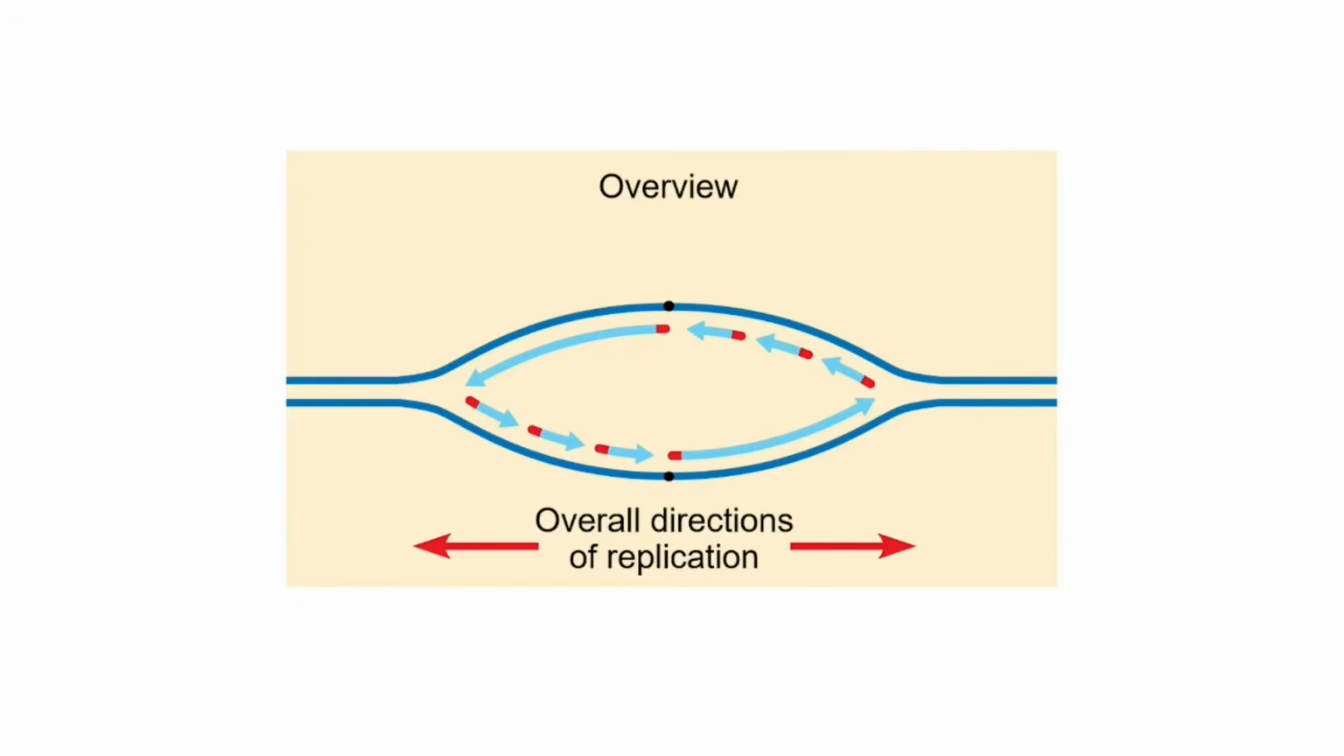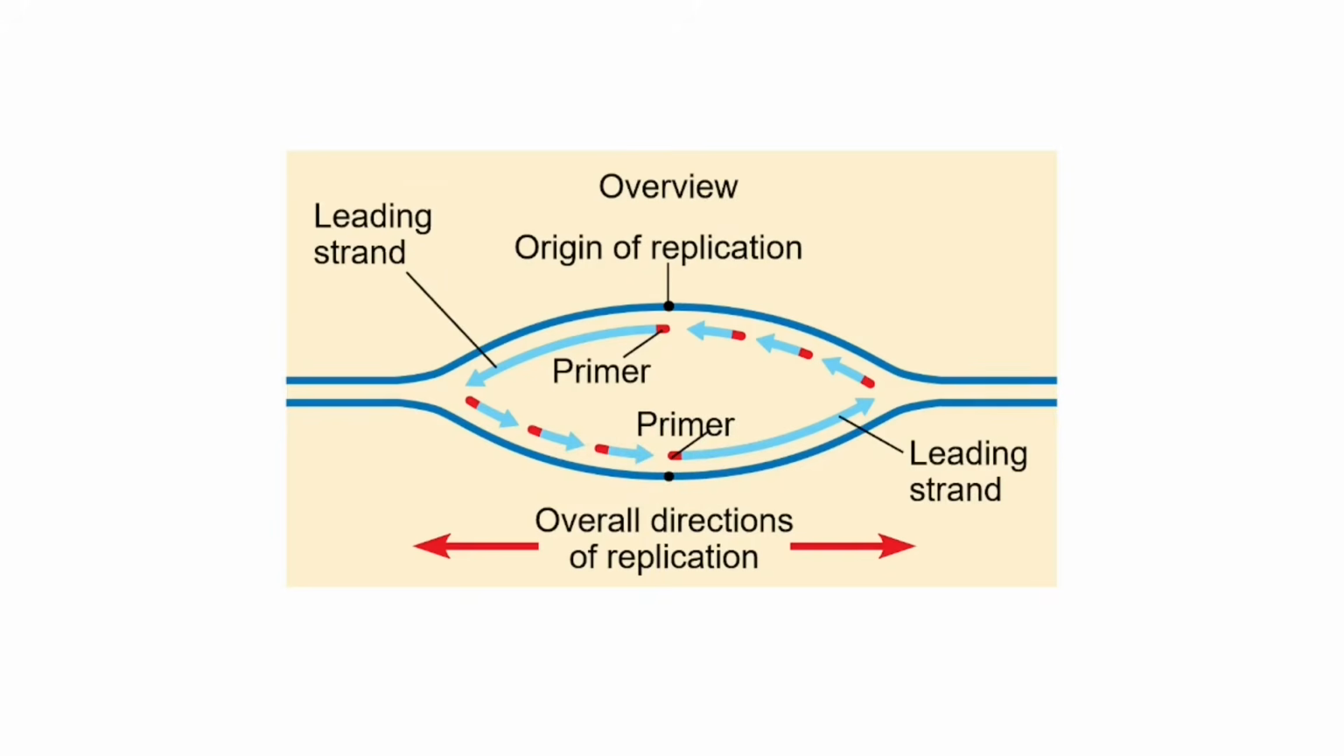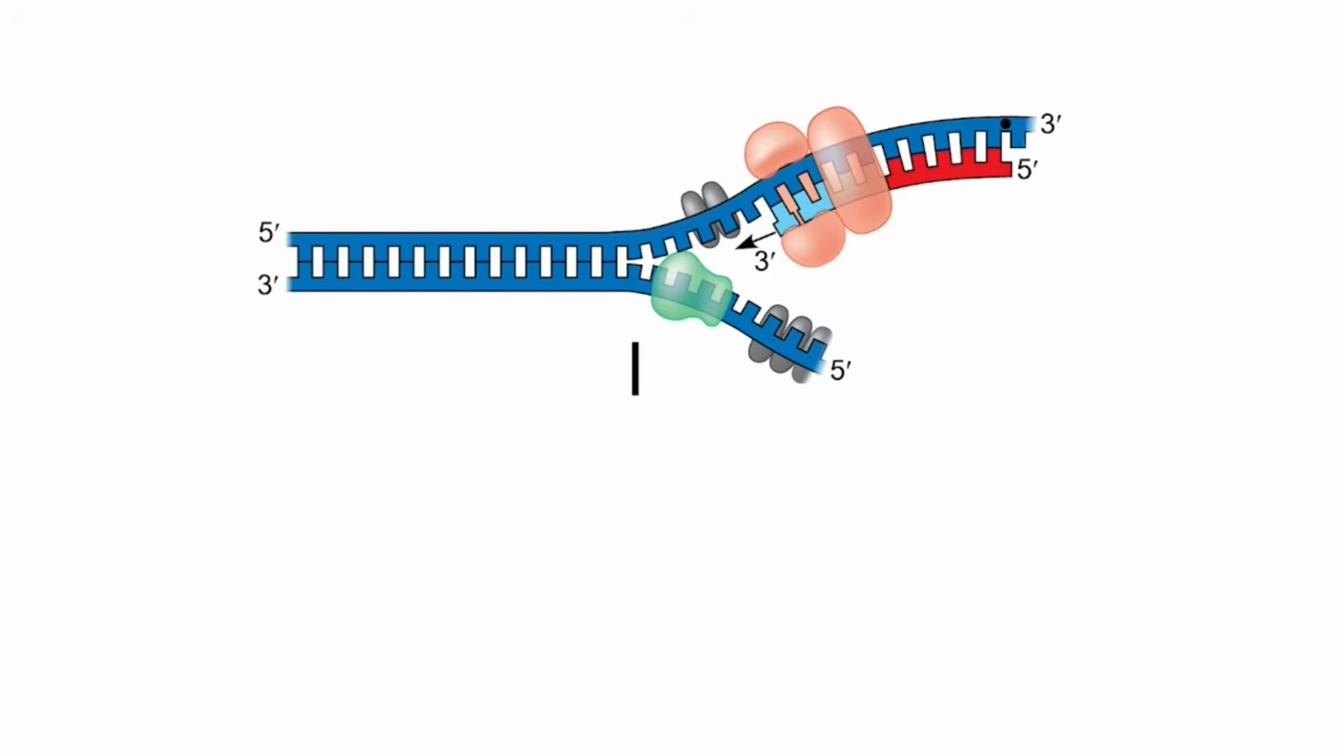Replication always proceeds in the 5' to 3' direction on both strands, but due to the antiparallel nature of DNA, synthesis occurs differently on the two strands. This is the origin of replication. The primers of the leading strands are laid down. The leading strands are continuously synthesized in the direction of the movement of the replication fork, and the lagging strands are synthesized discontinuously in the form of Okazaki fragments in the direction opposite to the movement of the replication fork.